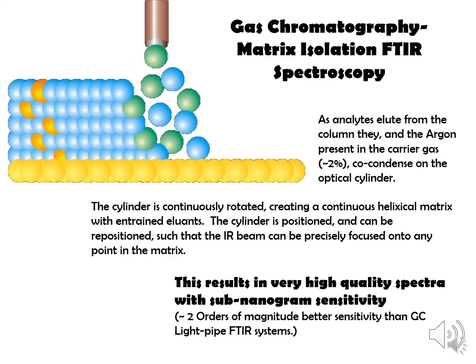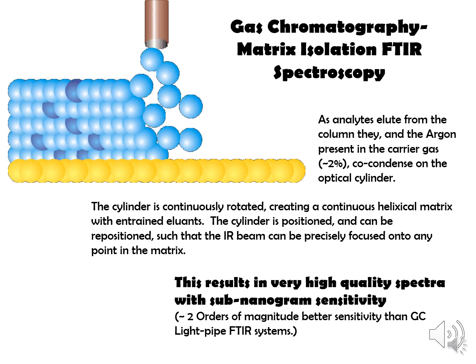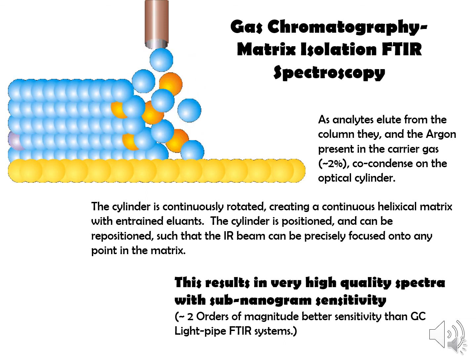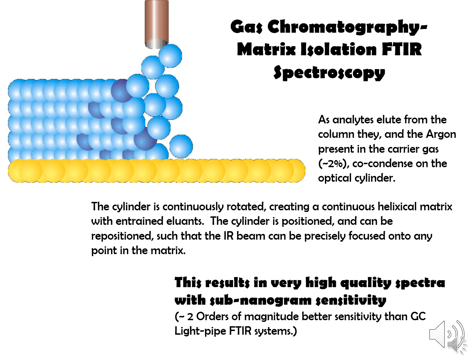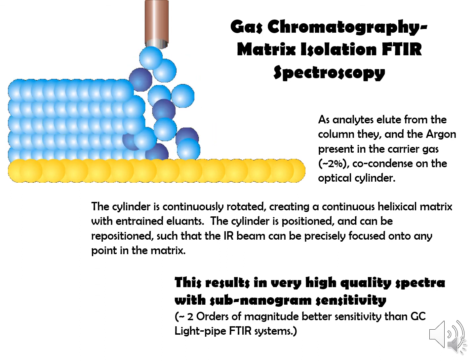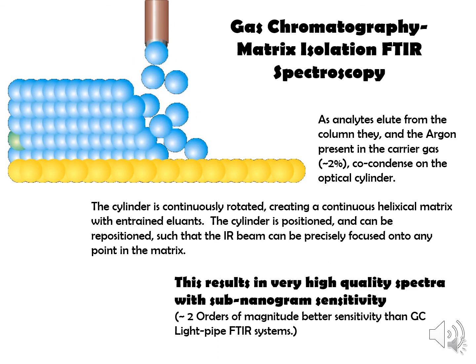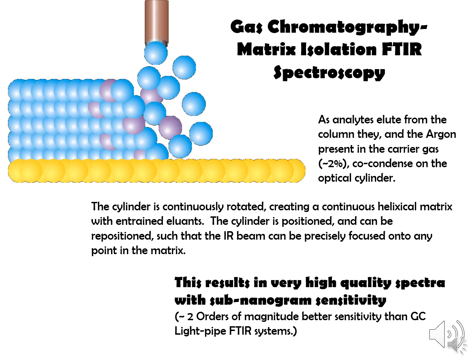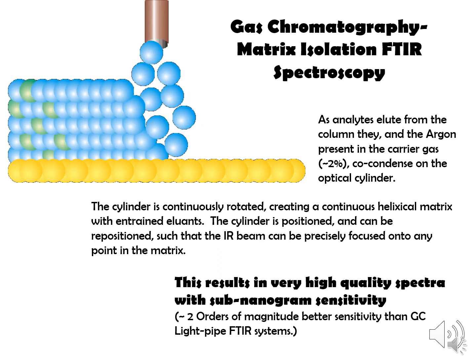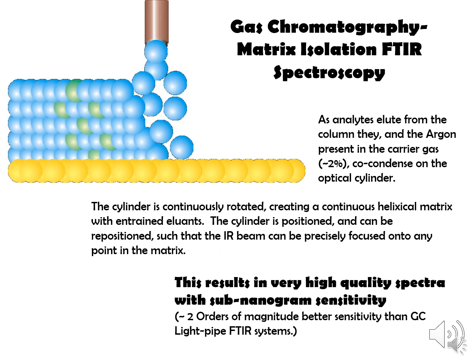Here's a nice little cartoon showing schematically how this would work. As the carousel is rotating, you have the end of the column positioned very, very close to the surface. Then the blue balls are the argon matrix being laid out, and those colored balls are wherever the analyte's coming out, trapped in the matrix. So as analytes elute from the column, they and the argon present in the carrier gas, approximately 2%, co-condense on the optical cylinder. Helium, again, is going to get pumped away. It's a little too volatile.